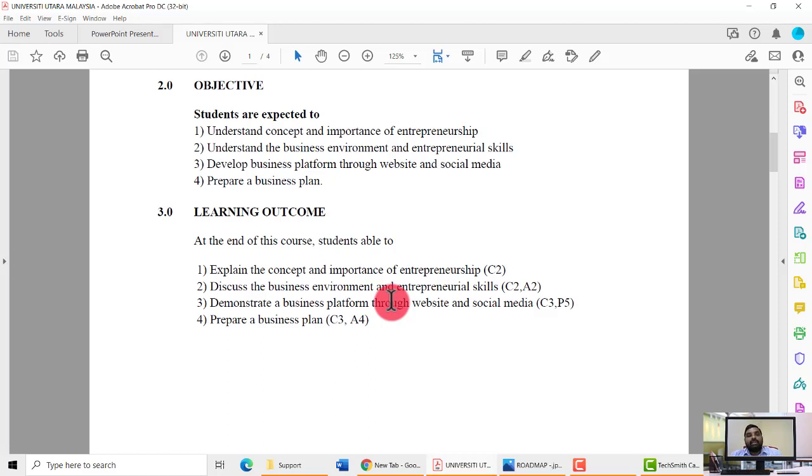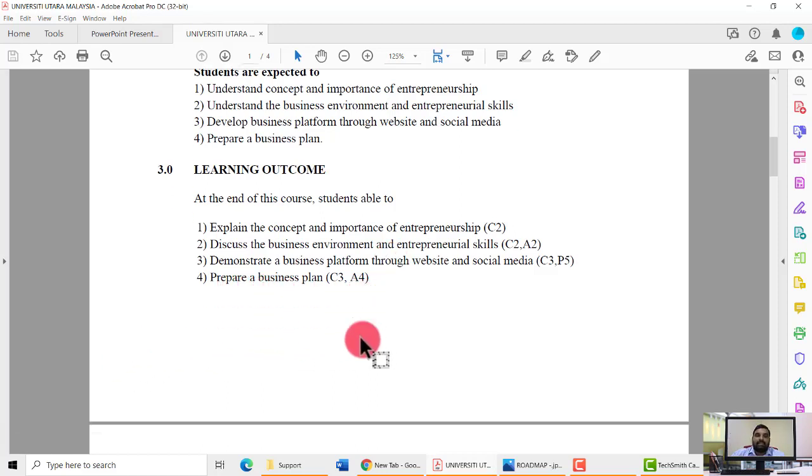And third, demonstrate a business platform through website and social media. So you are going to develop a simple website and social media, like Facebook, Instagram, YouTube channel and so on, for your business. The business is not a dummy business, it is an actual business. A very simple business. It can be anything. And finally, you have to prepare a business plan. I will explain in assignment 1 and assignment 2.